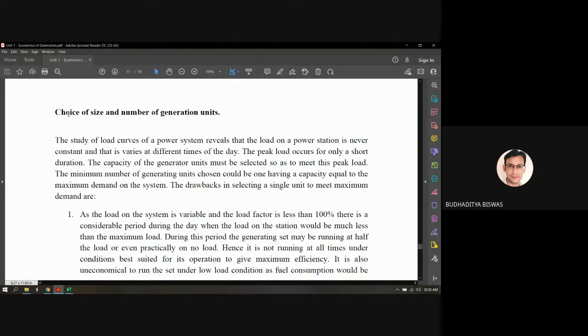Okay, so this is the last topic of the first module. How to choose the size and the number of generating units. How to choose the size and the number means what should be the generating capacity of your power plant, and in this power plant how many units should be there. For example, Kolaghat initially started with 3 units. Now Kolaghat has a total of 6 units, and these 6 units are simultaneously able to generate power.